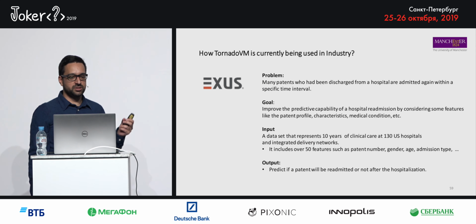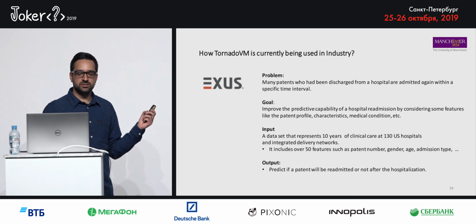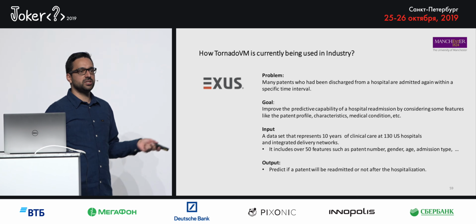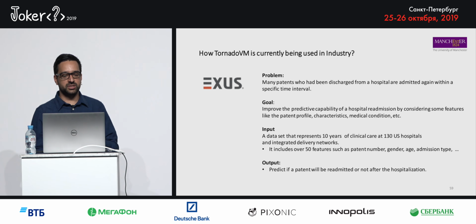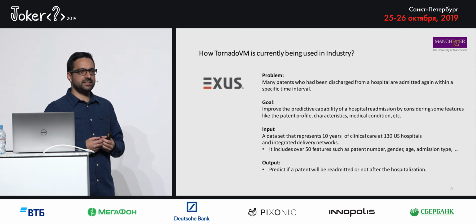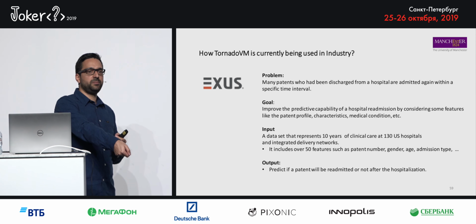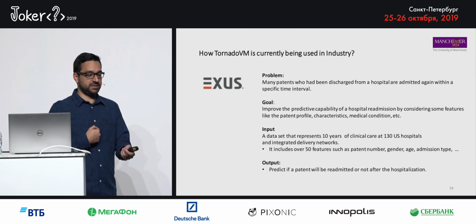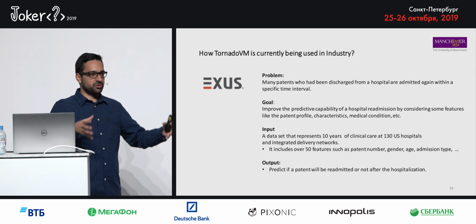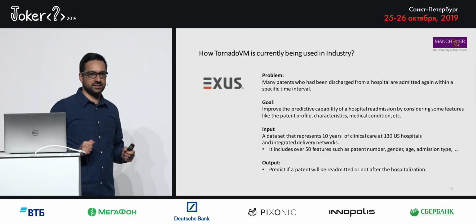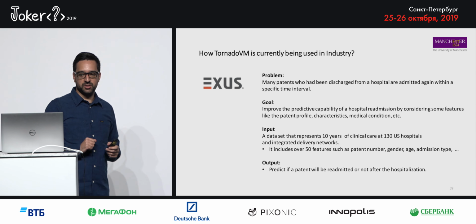There are some companies using Tornado. One of those is Exus in London, and they're using Tornado for machine learning. This is a nice use case. They are trying to build a machine learning model to predict the probability of a patient being readmitted to a hospital. That could save money because you can predict the amount of resources you want for a particular hospital in the public health system in the UK.